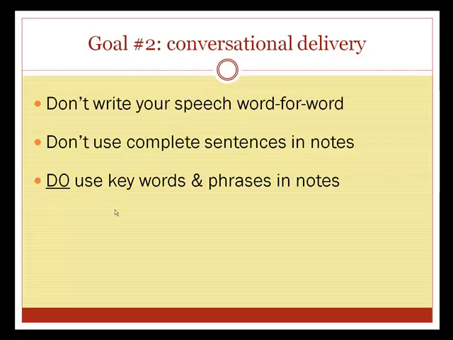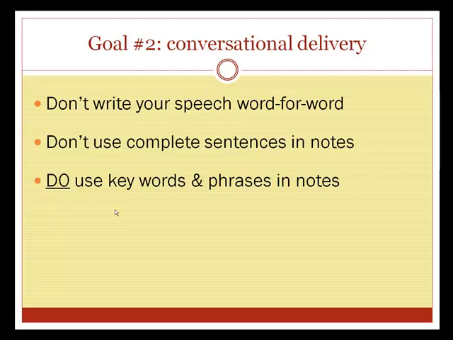Don't wait until it's the day of the speech and you stand up there to say it for the first time. Practice it out loud ahead of time. Because you'll have been practicing off of those key words and phrases, you're going to get comfortable with how you're going to say it, but it's also going to come out how you really talk. That's the goal of conversational delivery. I don't want this to sound stiff and formal. I want this to sound like the way that you talk when you talk to people.